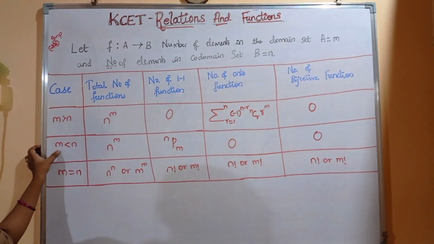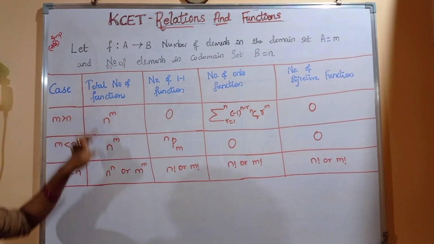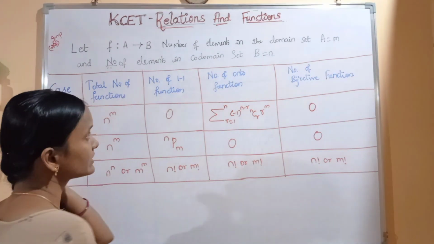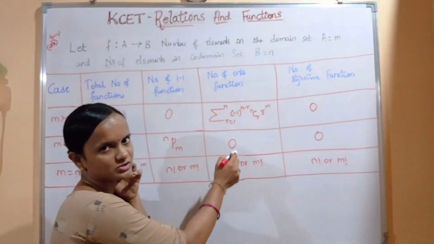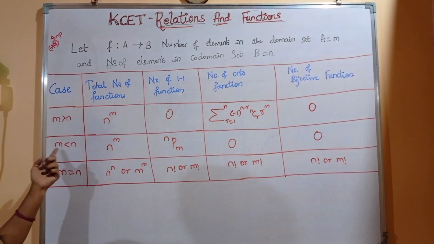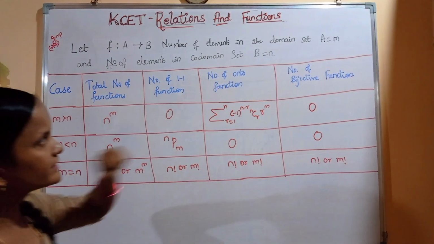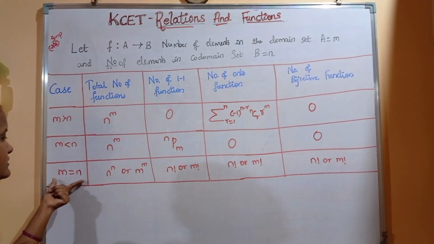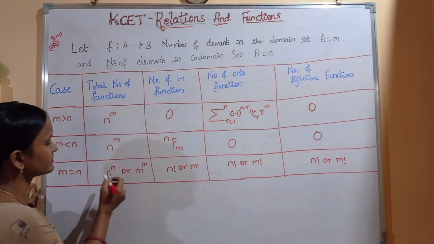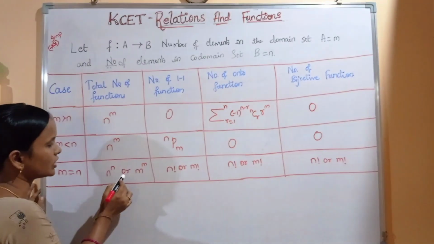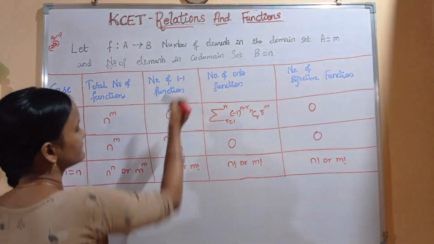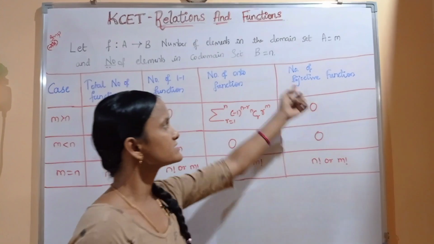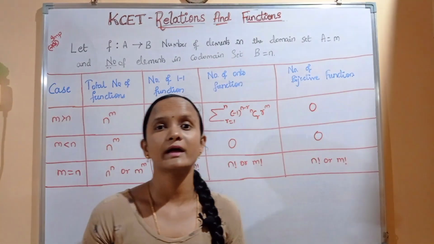Next, if m is less than n, then the total number of functions here is also n raised to m, but one-one functions is nPm. There will be no onto function, because here m is less than n, and there is no possibility of bijective either. Next, if m is equal to n, then the total number of functions is n raised to n ways, or m raised to m, and one-one functions n factorial or m factorial, onto functions n factorial or m factorial. Similarly for bijective also, n factorial or m factorial.